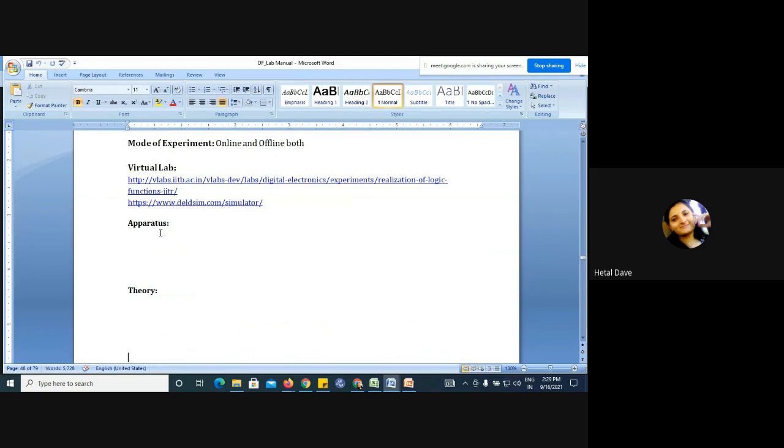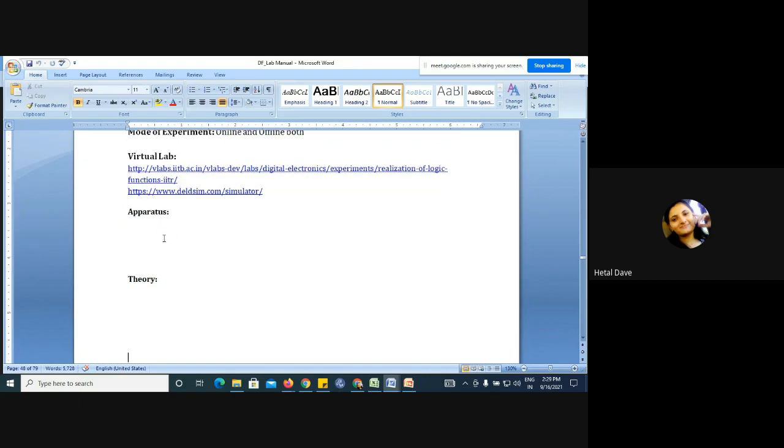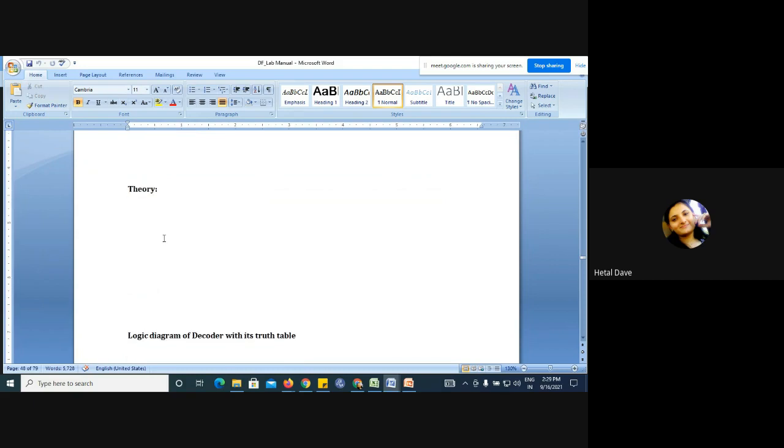So here you will write the apparatus. Apparatus means the DG virtual kit. Then which ICs you are going to use for the decoder, the IC names. I'm going to explain encoder also. So for encoder, you need to write the apparatus. Then you will write a brief theory about the decoder and encoder. Decoder has been already explained. I am going to explain encoder. Once this lab manual explanation is over, then I will explain encoder. So here a brief theory about decoder and encoder should be written.